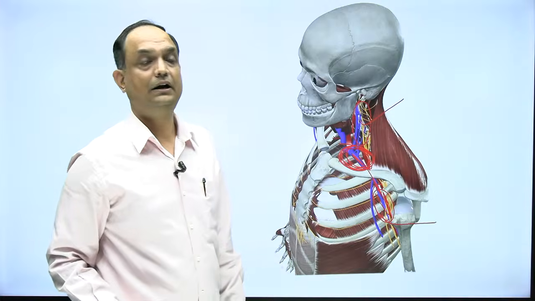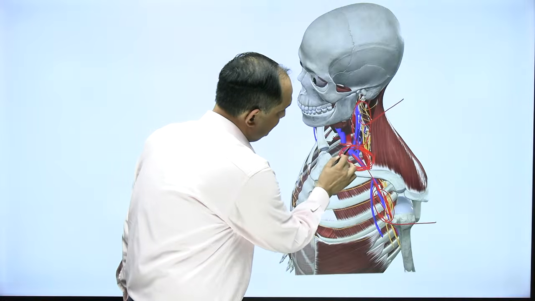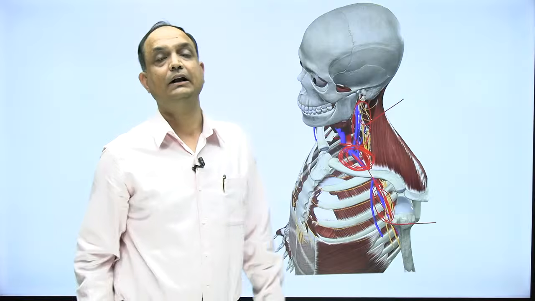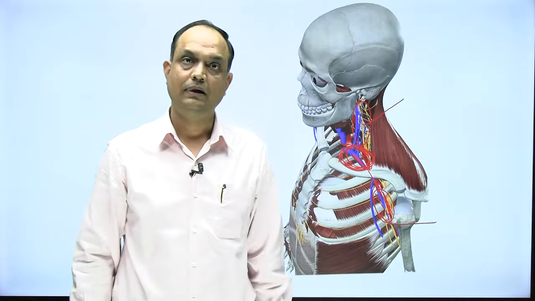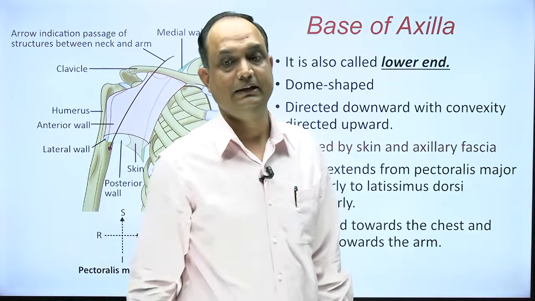But when you see the artery, it is coming out from the heart, then it comes out into the root of the neck. Again, it will make a loop and enter into the upper limb through the cervicoaxillary canal. Clear? Now, students, what about the base of axilla?